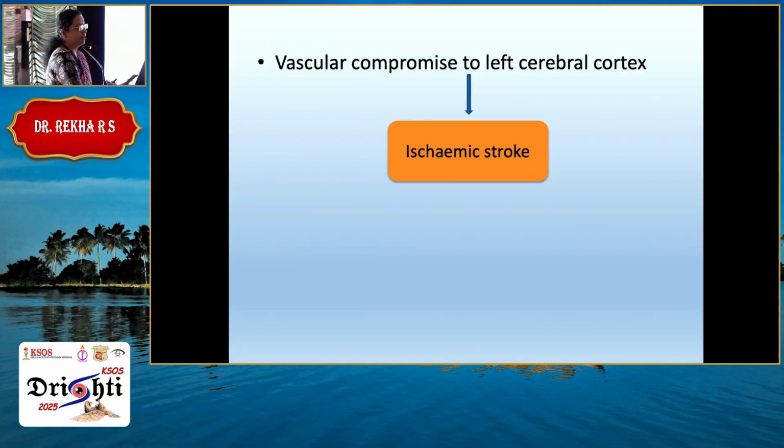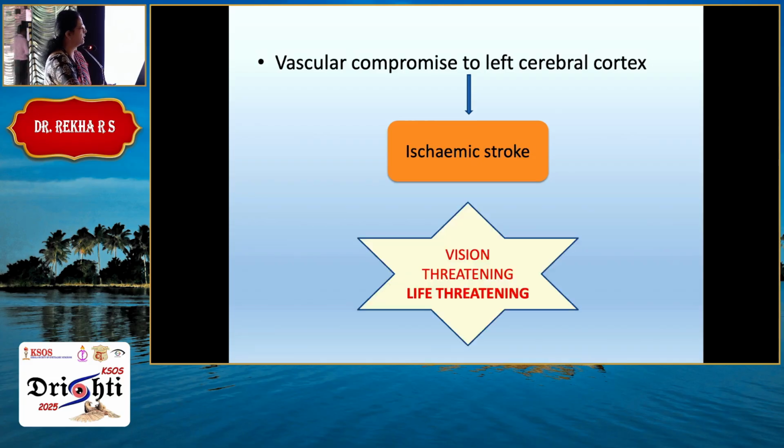So there was vascular compromise to the left half of the brain. This could have led to an ischemic stroke on the left side. But luckily our patient did not develop any neurologic signs. So now not only is it vision threatening, it has now become life threatening also. So we took up the patient for emergency management.